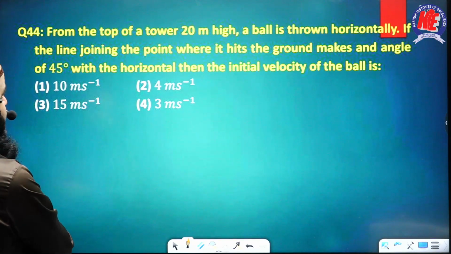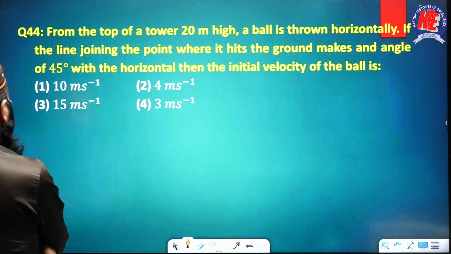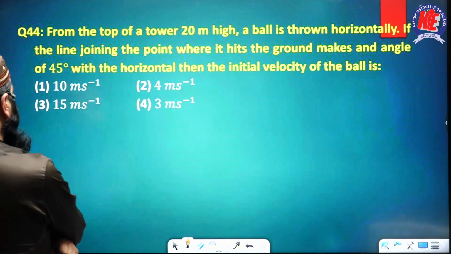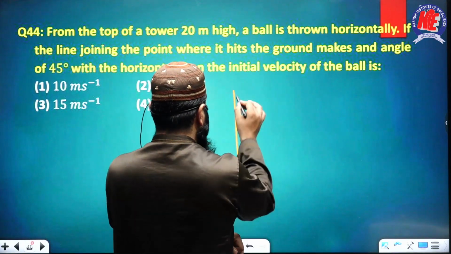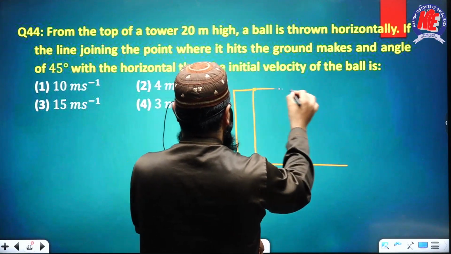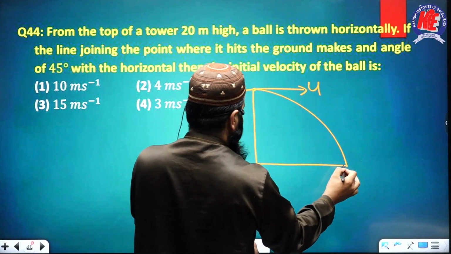Last but one. From the top of a tower, 20 meter high, a ball is thrown horizontally. If the line joining the point where it hits the ground makes an angle of 45 degree with the horizontal, then the initial velocity of the ball is. So if I draw the physical situation, we are having some tower जहां से आप एक बॉडी को थ्रो कर रहे हो horizontally with the velocity u. It follows a path like this and lands somewhere here.